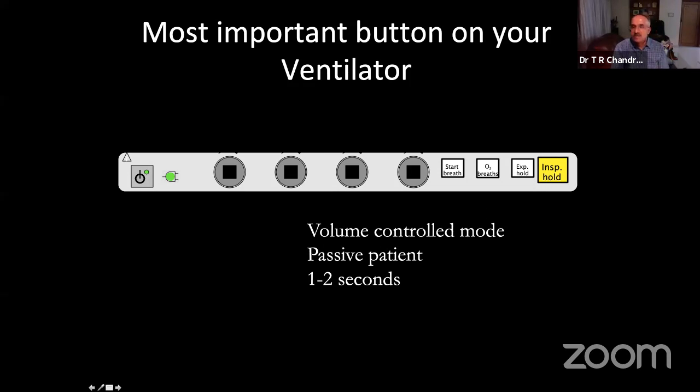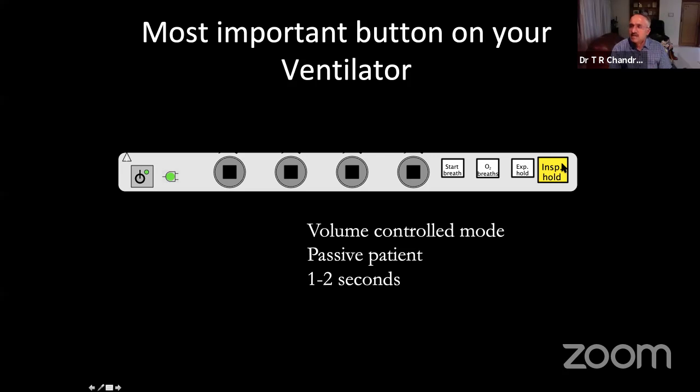So it is always preferable to do it on a volume controlled mode. Patient has to be passive, and this timing also is important because recent studies have proved if you do it for a long time, the driving pressures come a little less. Within 1 to 2 seconds, if it is 25, if you give it 6 or 8 seconds, it may come to less than what you estimated at the first 2 seconds. So the studies have proven that it should be done only for 1 to 2 seconds.